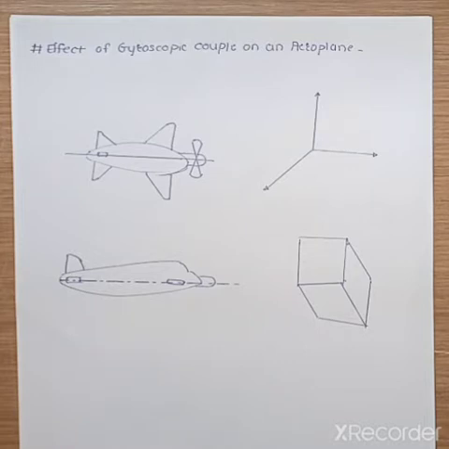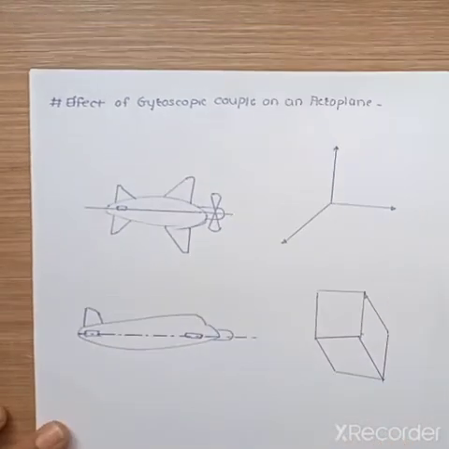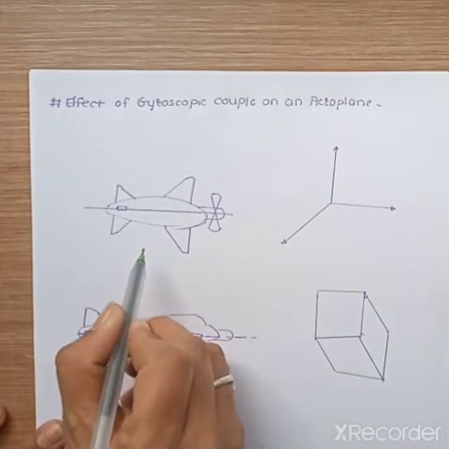Now let's start with the new concept of gyroscope. We want to see how gyroscopic couple is used in an aeroplane. In an aeroplane, a gyroscope is used to determine the direction in which the plane is flying. Okay? I'll first explain the basic diagram of the aeroplane.